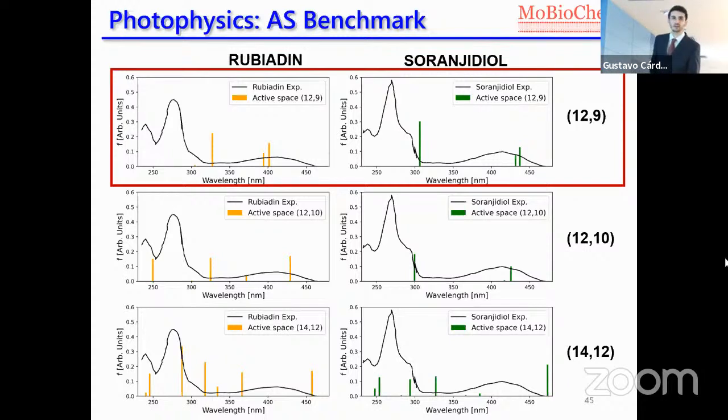I didn't understand the last part. Sorry, how many states did you add in your state averaging? Was it 10? Oh, yeah. It was 10. Yeah. Okay.